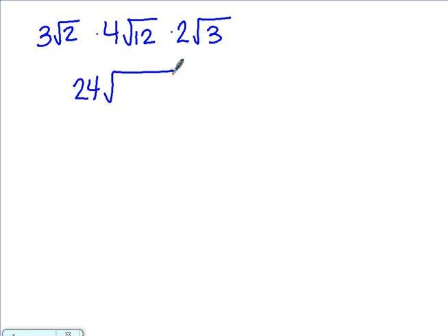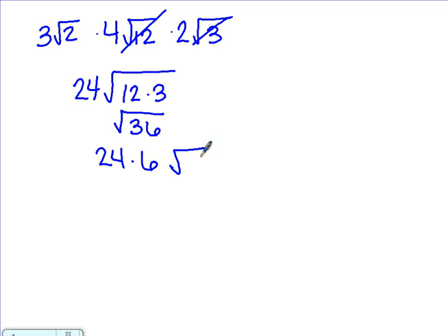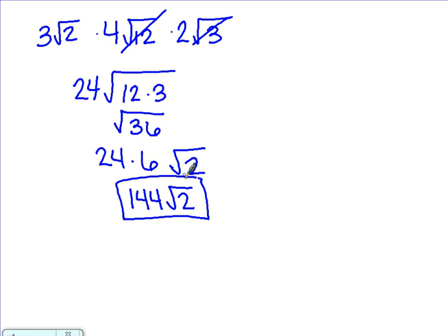For example, the square root of 12 times the square root of 3 is the square root of 36. Well, the square root of 36 is 6. So now we have 24 times 6. That took care of 12 and 3, and the only thing we have left is root 2. All right, well, 24 times 6 is 144 root 2. Okay, so try to pair things up so that you end up with perfect squares.